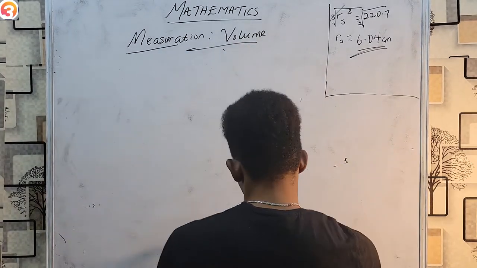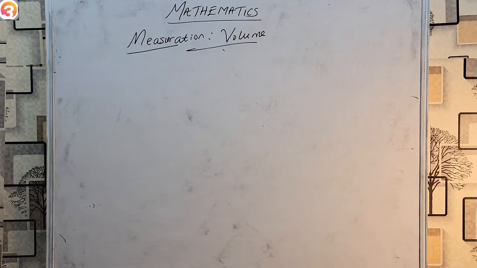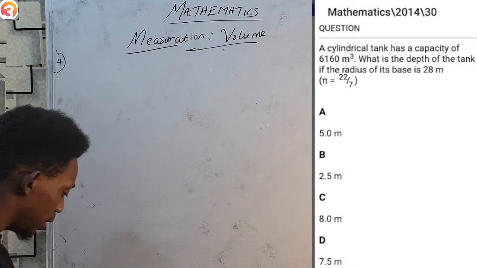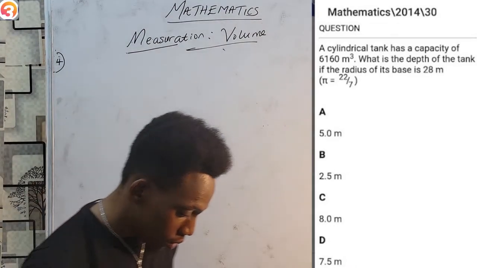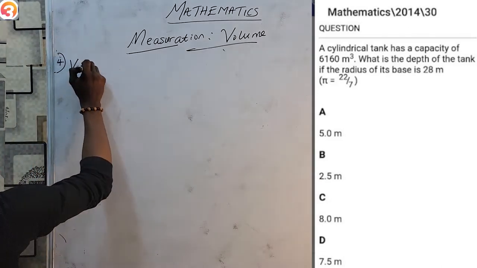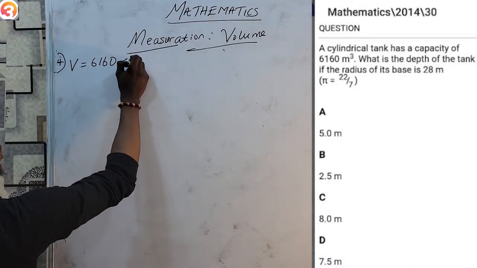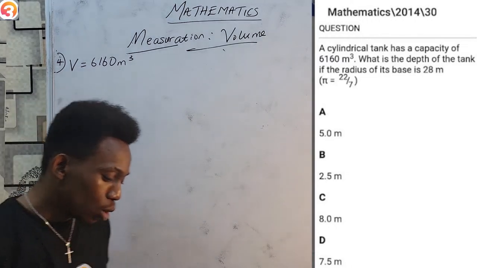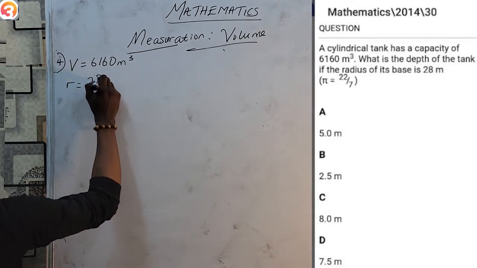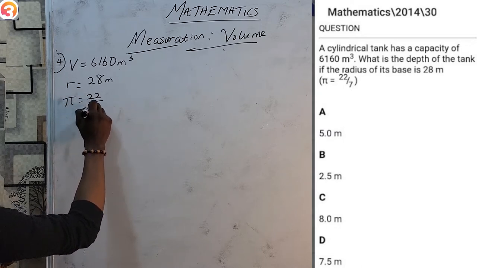Our next question will come from the year 2014, question 30. This is question 4. A cylindrical tank has a capacity, and please note that capacity and volume are the same thing, of 6160 meter cube. What is the depth of the tank if the radius of its base is 28 meters, and we're told specifically that pi equals 22 over 7.